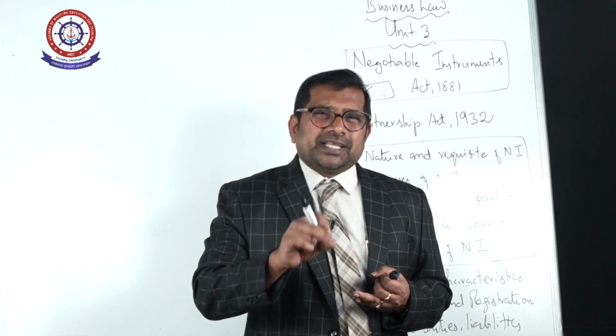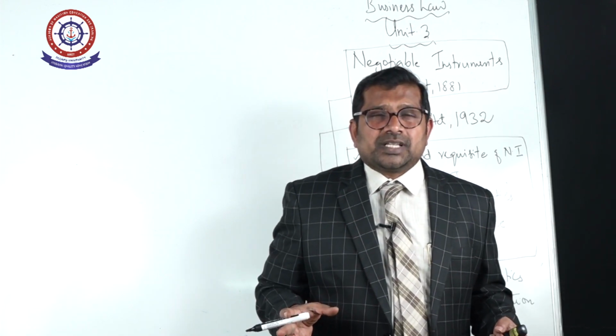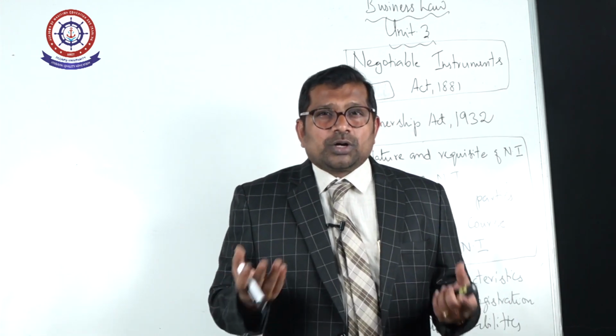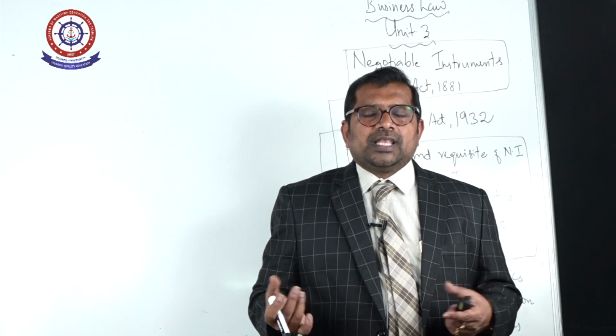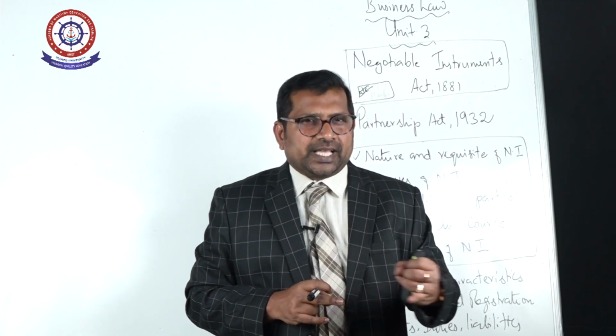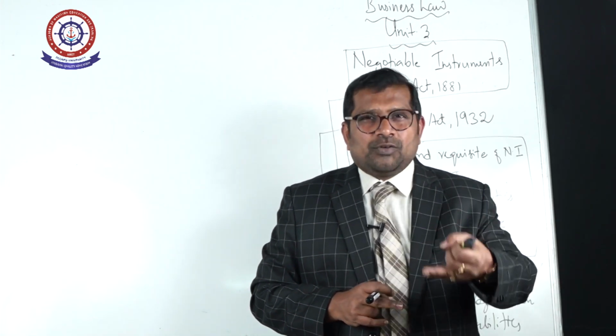Second one is compulsory dissolution. Section 41 states that compulsory dissolution applies if all partners become insolvent, not able to pay the debts, or when the business becomes illegal. Then it is compulsory dissolution as per section 41. First one, dissolution by agreement, section 40. Point number 2, compulsory dissolution, section 41.